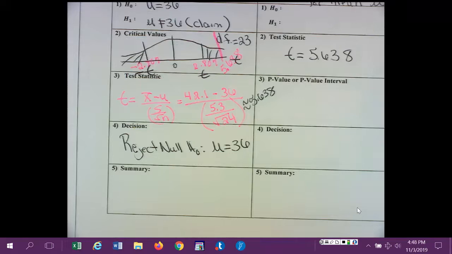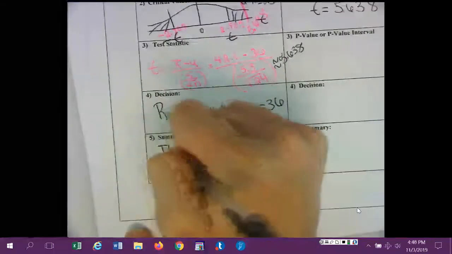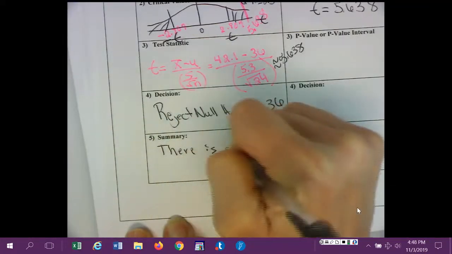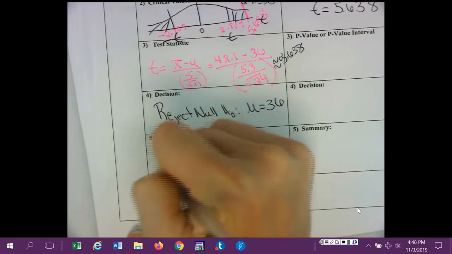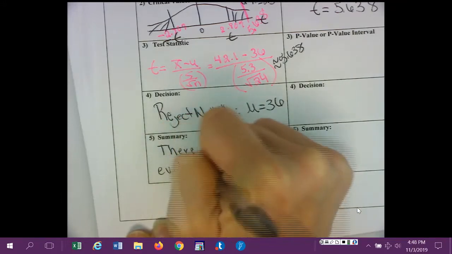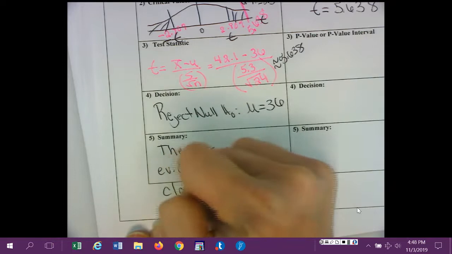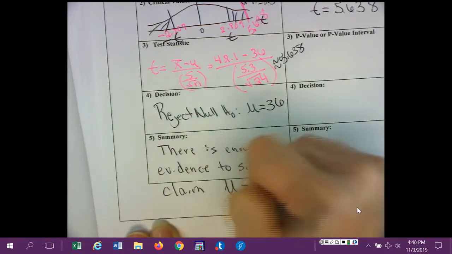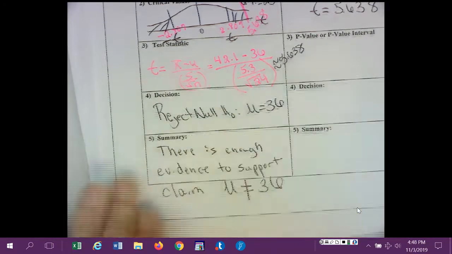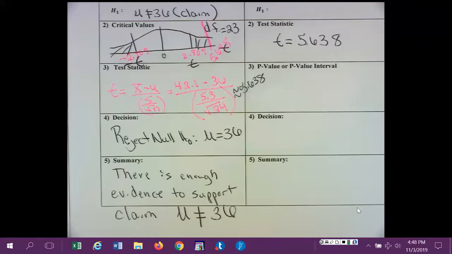So that's pretty good. There is enough evidence to support the claim that the average differs from 36. Voila. Yay! There is enough evidence to support the claim.